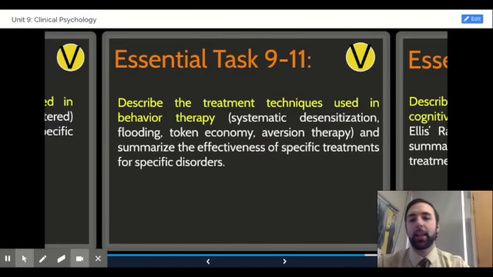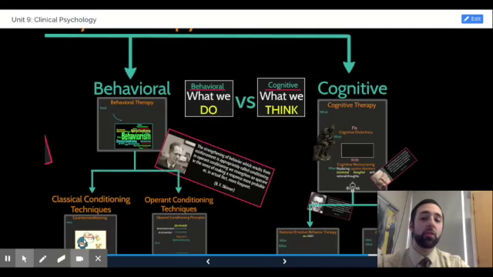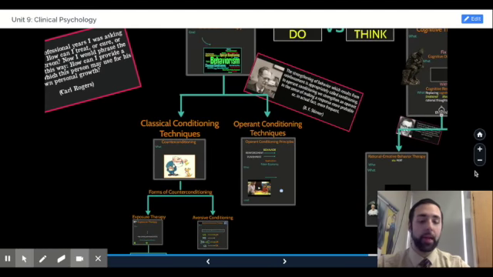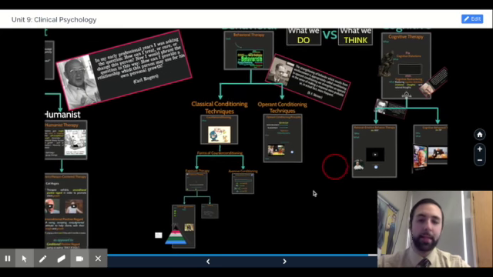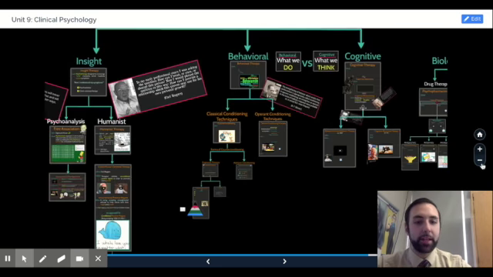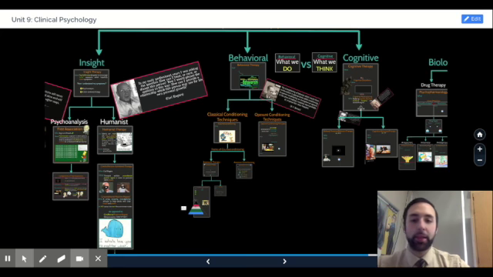In Essential Task 911, we are going to describe treatment techniques used in what's called behavior or behavioral therapy. These techniques are unique and differ considerably from what we talked about the other day. These techniques are particularly useful when treating things like anxiety disorders, such as phobias, because they're not that traditional therapist, patient on the couch dialogue back and forth.